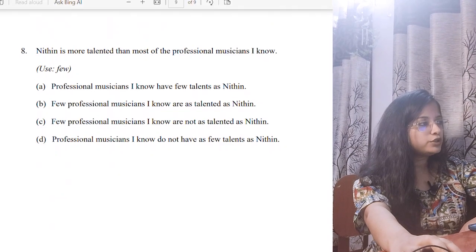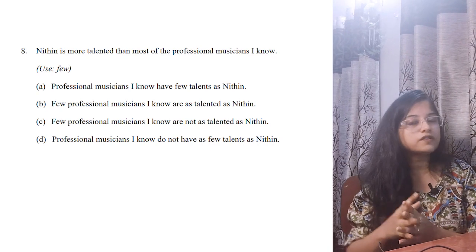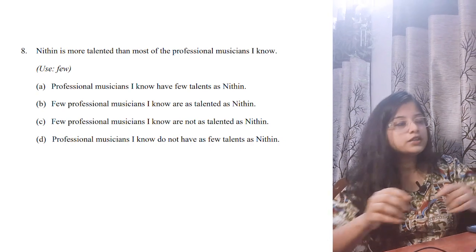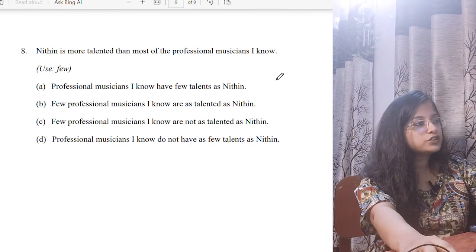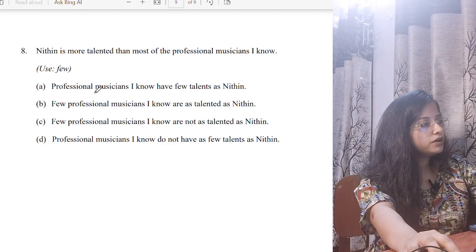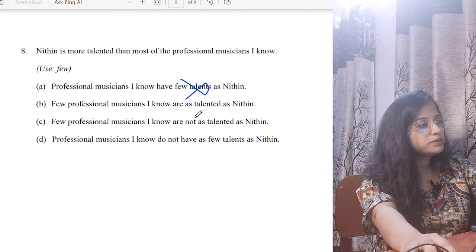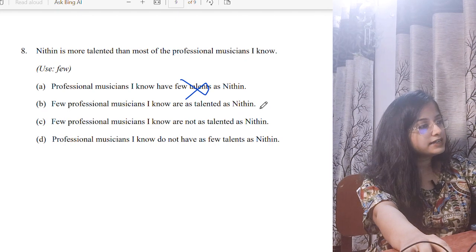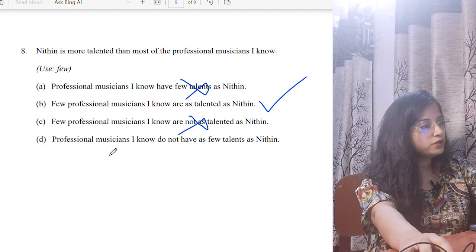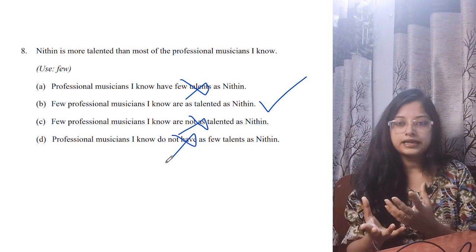We will move to the last one for today from this grammar paper, number 8. Nitin is more talented than most of the professional musicians I know. As I told you, this is also from degree of comparison and it is going to come in your exam. What will be the correct answer over here? Few professional musicians I know have few talents too. Few professional musicians I know are as talented as Nitin can be correct. Few professional musicians I know are not. Why not? Professional musicians I know do not have as few talents. So Nitin has a lot of talent.